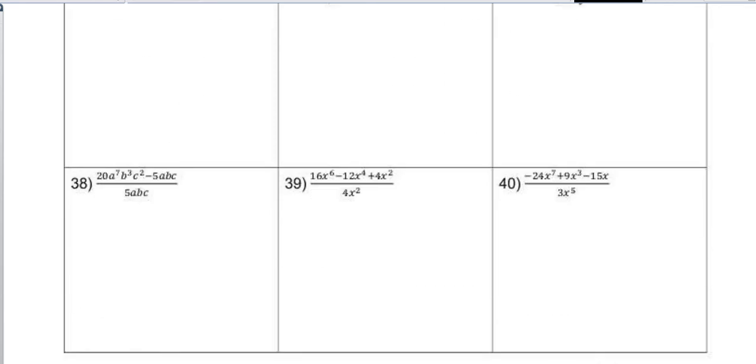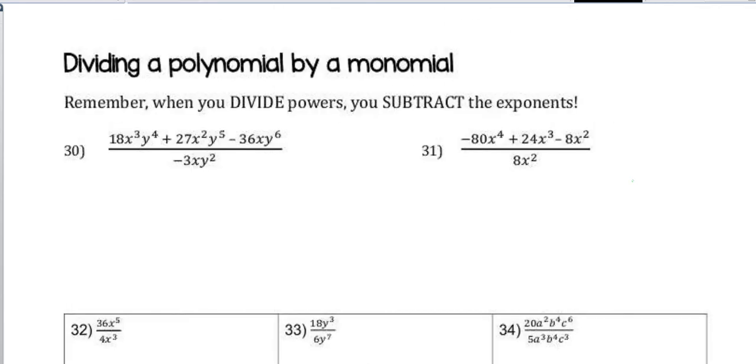Okay, so now we are on page 43, and we're now going to be moving on to dividing. I'm going to show you a trick that always works when you are dividing a polynomial in your numerator by a monomial in your denominator. So the trick I show you will always work, always, I promise. But you have to remember the rules of exponents. Remember, when we are dividing exponents, you subtract the exponents of your like terms.